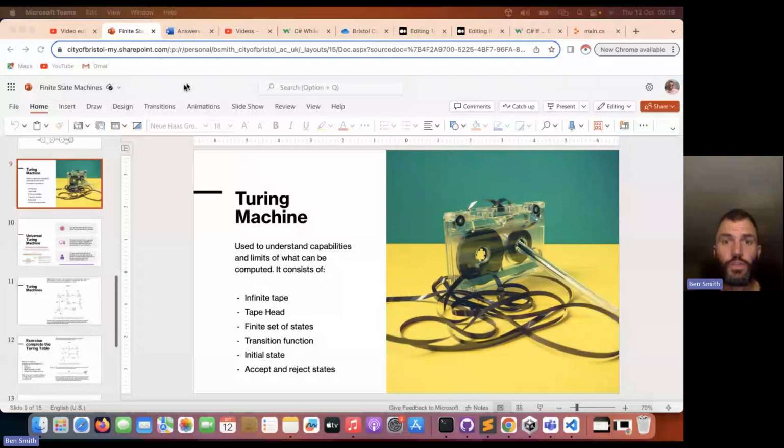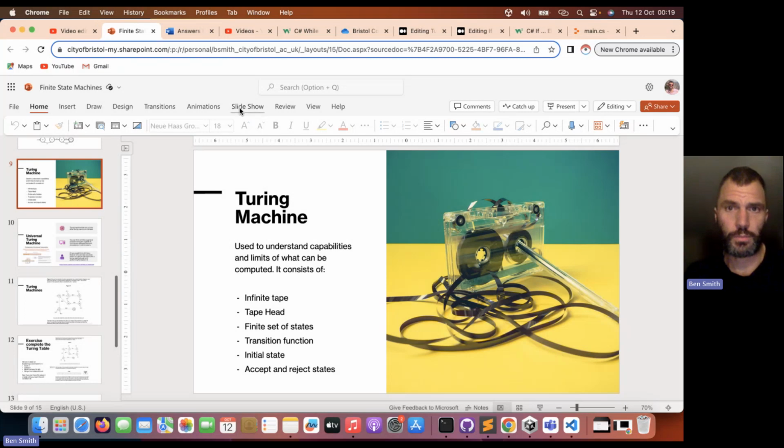Okay, so this is about the Turing machine. This is useful if you're just interested in what the Turing machine is, and this is also very useful if you are studying AQA. What is a Turing machine?